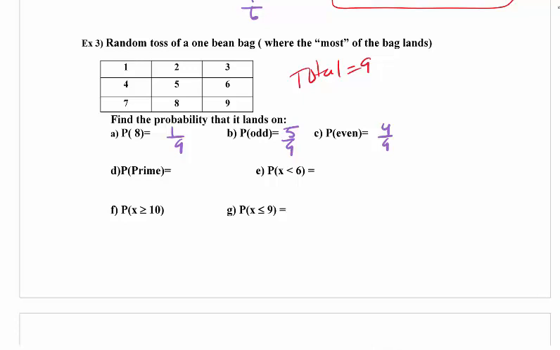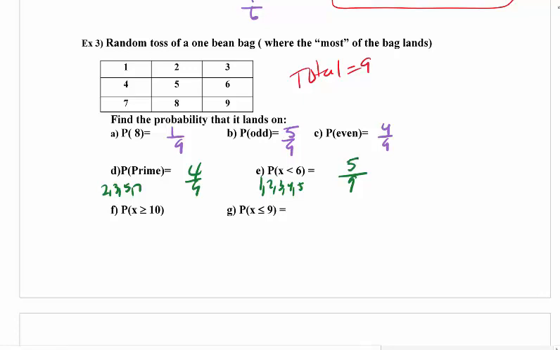So prime, remember, doesn't include 1. So that would be 2, 3, 5, and 7. So I should have 4 out of 9. And again, if it helps to list them, don't just do it in your head, do that. But remember, 9 is my total possibilities, and that's my denominator. So x is less than 6 would be 1, 2, 3, 4, and 5. We don't include 6, but always look at that endpoint. So 9 is my denominator, my total possibilities. I have 1, 2, 3, 4, 5. So 5/9.